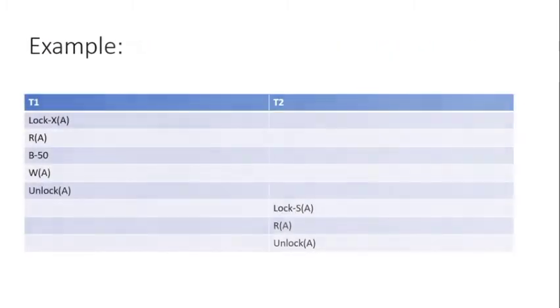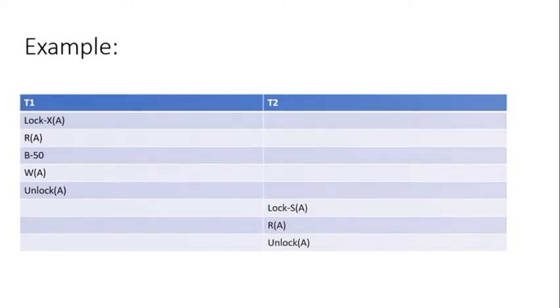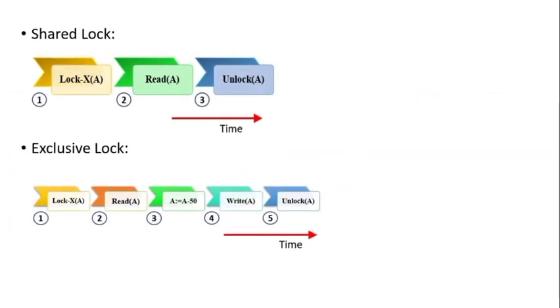Here is the example. The first transaction is an example for the shared mode and the second one is an example for the exclusive mode. Here, in the shared mode, the transaction will acquire a shared lock on the data item A and reads the current value of the data item A. Once the transaction is completed, the data will be unlocked. In the shared lock, a number of transactions can be made at the same time. And the second one is the exclusive lock.